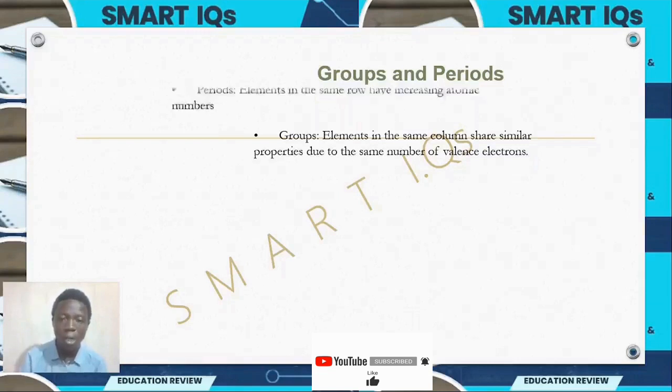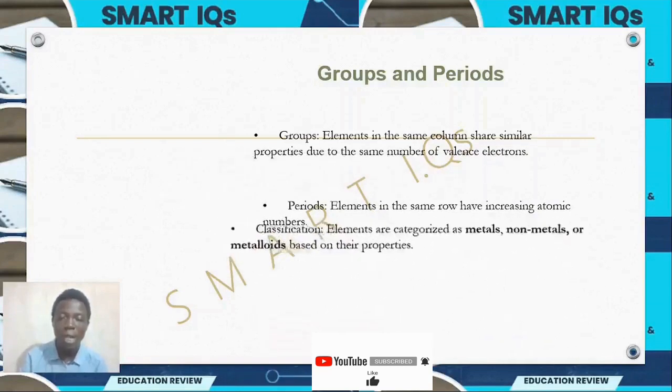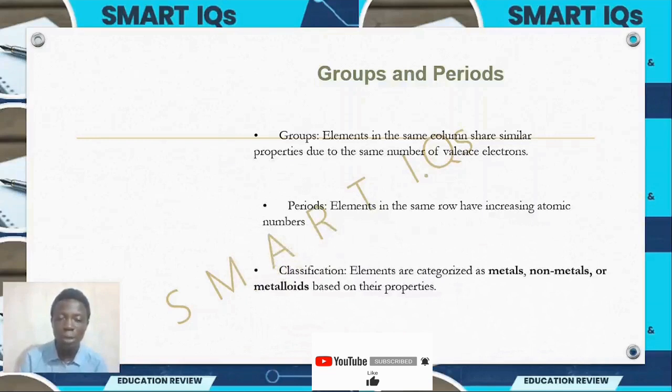Okay, good. So periods, of course, elements in the same rows have increasing atomic numbers. Okay, they have increasing atomic numbers. Also, elements in the same period have the same number of shells. Okay, they have the same number of shells. Good. So elements in the same groups or periods have similar or common characteristics. Okay, and also in the periodic table, we've been able to see how elements are classified.